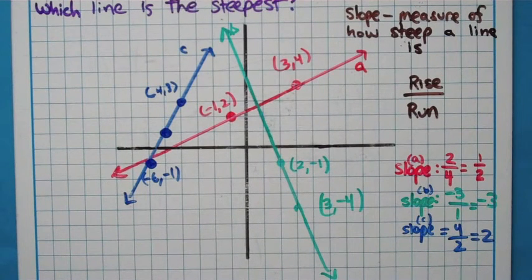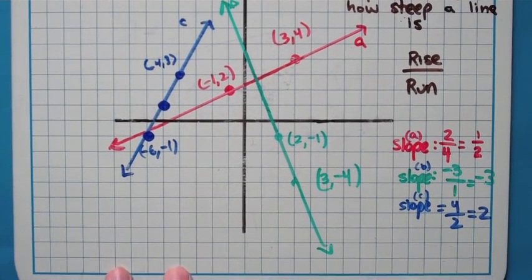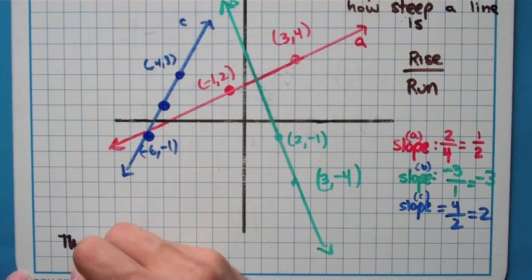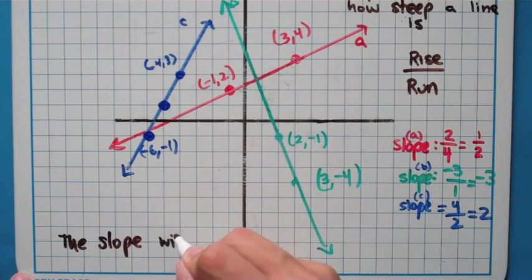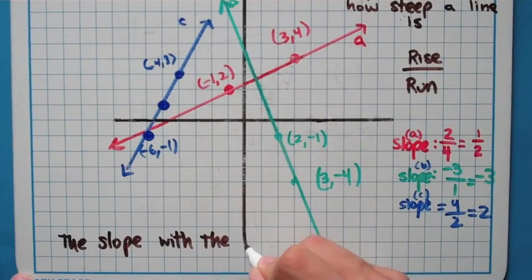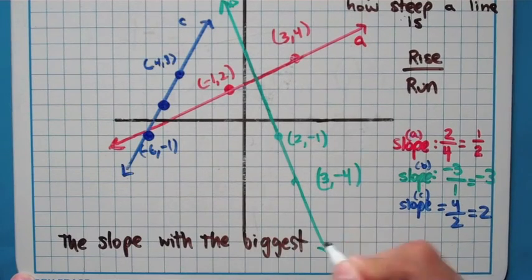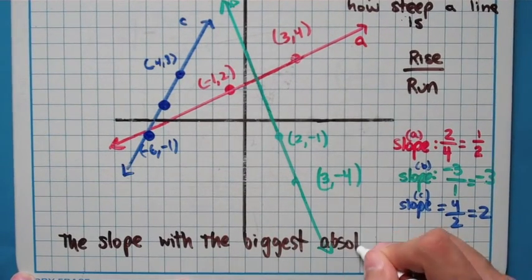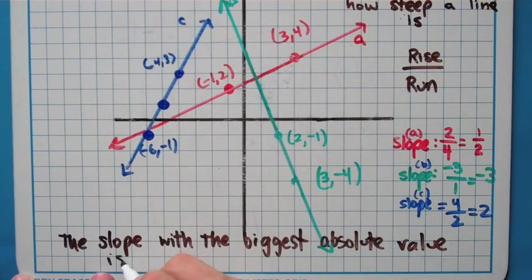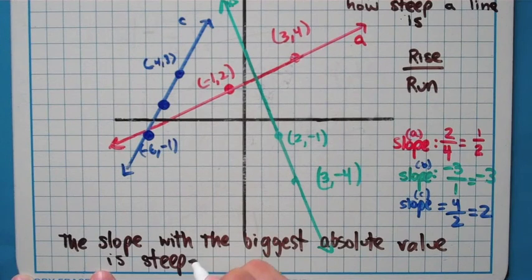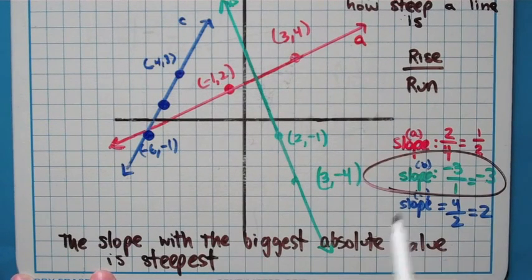So to answer our question now, the steepest line is going to be the one that has the biggest number for the slope. Not biggest in the sense that -3 is bigger than +2. The slope with the biggest absolute value is the steepest. So we don't really care about positives or negatives. We just care about the number itself. Absolute value means we make the number positive. So in our problem right here, our steepest line would be the green one because it had a slope of -3.